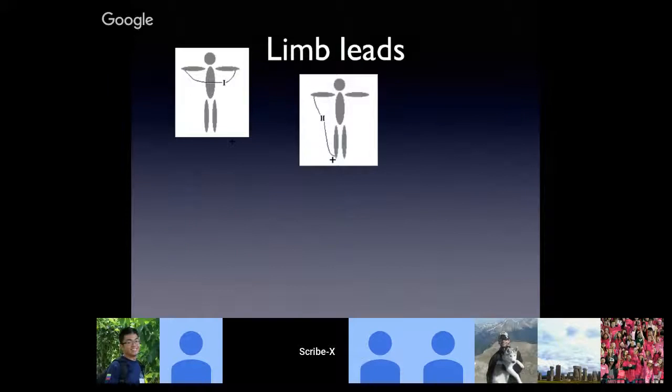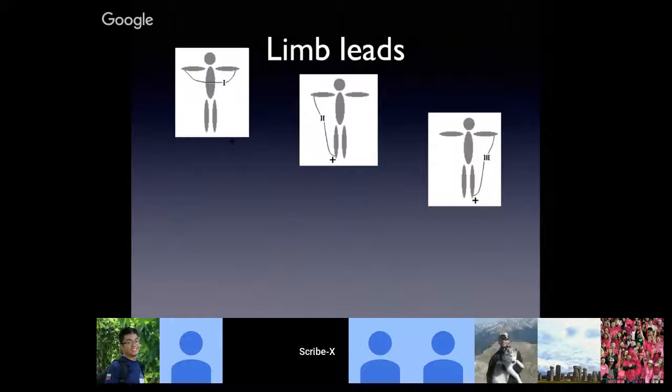Similarly, you have lead 2 that goes from the right hand to the leg. And lead 3 goes from the left hand to the leg. And from those limb leads, as they're called, you can derive augmented leads.